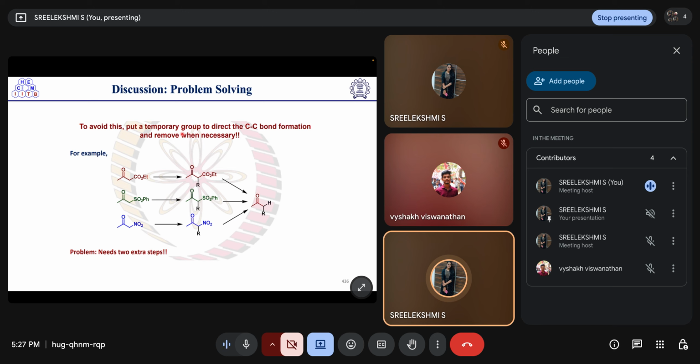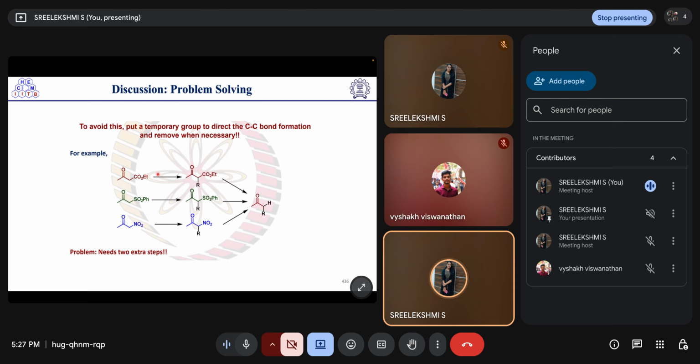So one alternative thing we can do to prevent this is putting a temporary group to direct the carbon-carbon bond formation and remove it when necessary. So for example, if we consider this particular example and we are alkylating this center that is alpha to this ketone, we will be getting this product. Correspondingly, if we are alkylating the sulfonyl compound and nitro compound, we will be getting the respective products. And then if we remove this ester and this sulfonyl group and this nitro group, we will get the desired product. So here the possibility of O alkylation is less, and we are getting only the C alkylated product.